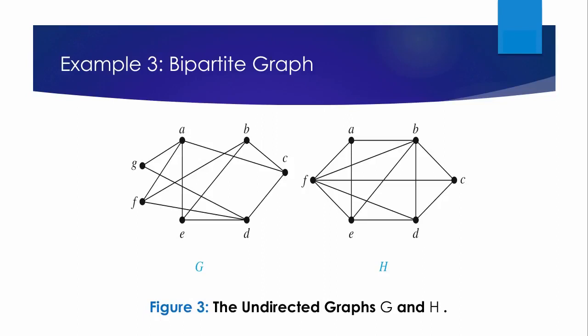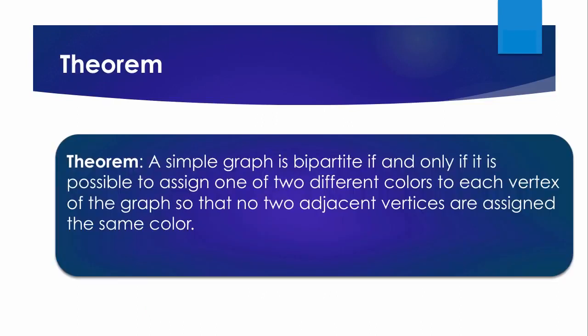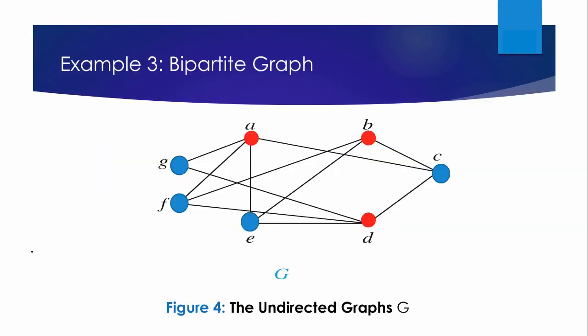The following theorem provides a useful criterion for determining whether a graph is bipartite. A simple graph is bipartite if and only if it is possible to assign one of two different colors to each vertex of the graph so that no two adjacent vertices are assigned the same color. Now we will use the theorem to determine whether the graphs in the above example are bipartite.